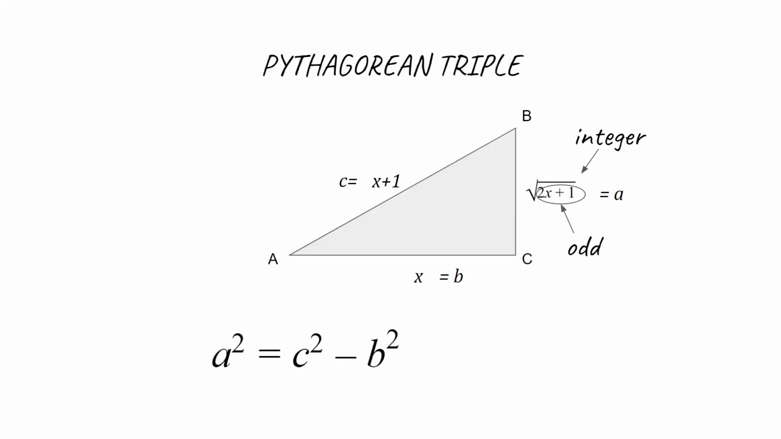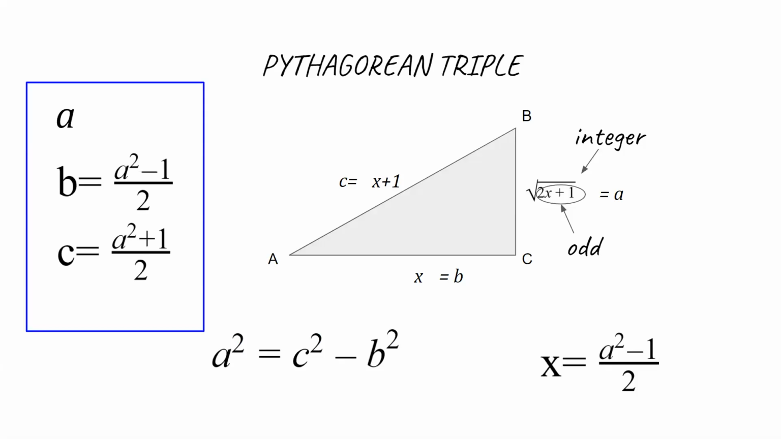To state b and c in terms of a, we first rewrite a equals the square root of 2x plus 1 as x equals (a squared minus 1) over 2. Then we can get that b equals (a squared minus 1) over 2 and c equals (a squared plus 1) over 2. This is an easy way to find a Pythagorean triple for any odd integer. The list goes on forever.